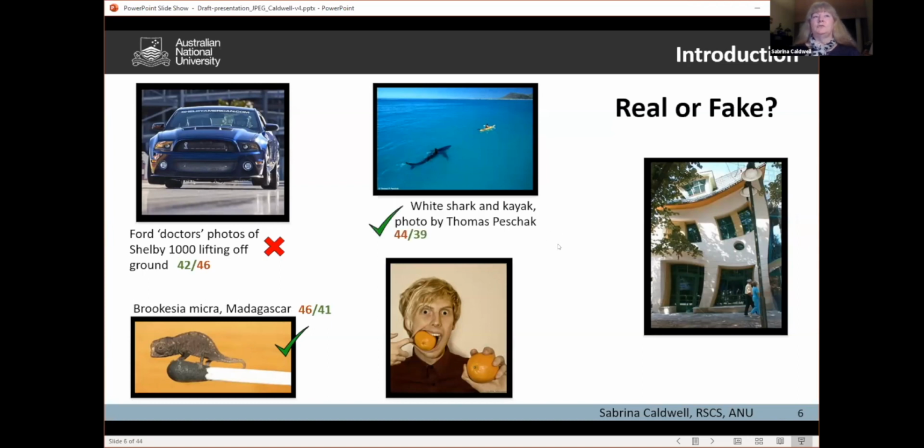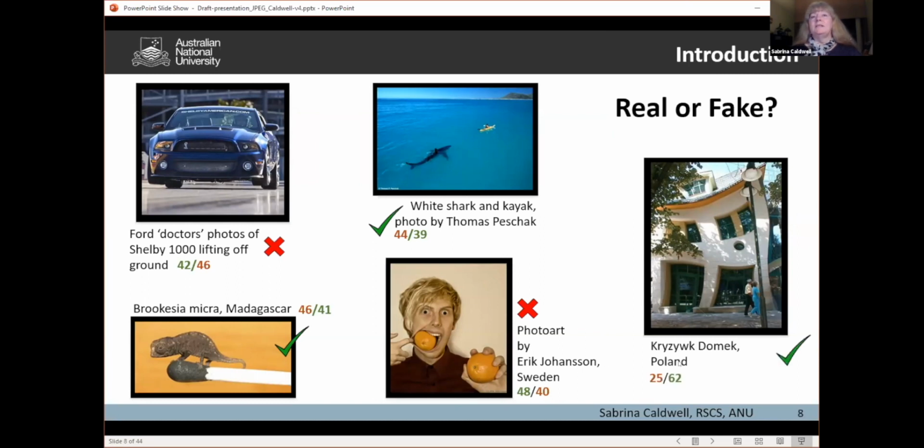This one is true, scary, but true. It's a great white shark following a kayaker. And again, not particularly good accuracy on the part of first-year university students trying to figure out whether that's a real photograph or not. This one is photo art by Eric Johansson from Sweden. Again, not a great outcome in terms of accuracy.